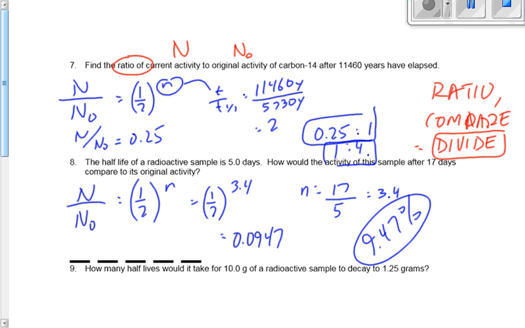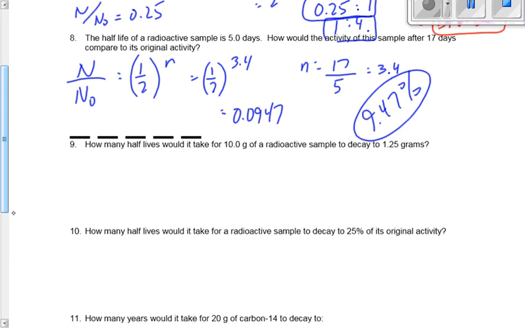Number 9. How many half-lives would it take for 10 grams of a radioactive sample to decay to 1.25 grams? How many people used logarithms for this? How many people use the divide by 2 method? I'm going to use the divide by 2 method, because if you tried using the logarithm method and you got the wrong answer or it didn't work, then you probably should go back to this method. If you're good with logs, great. If not, then do this method, the divide by 2.